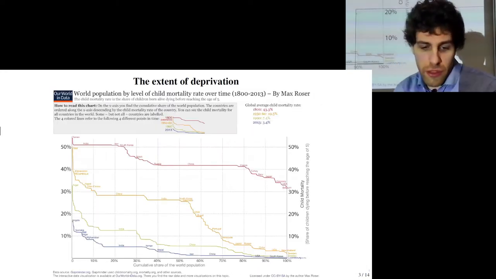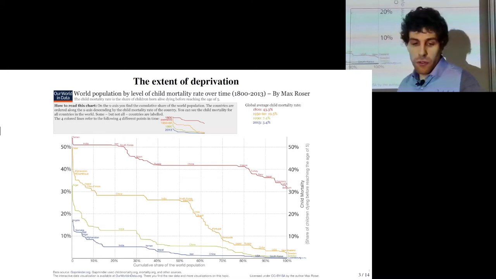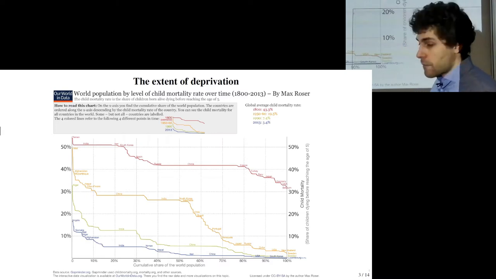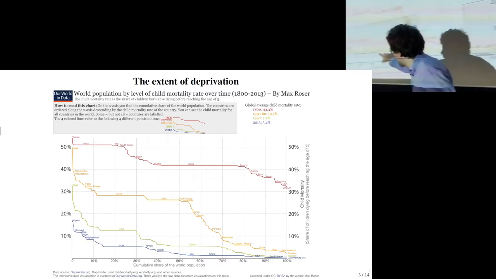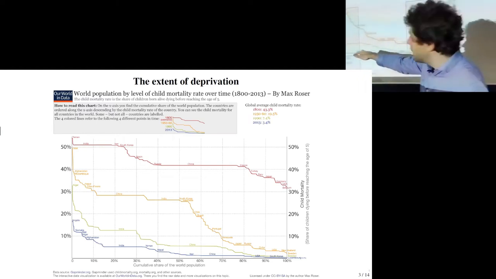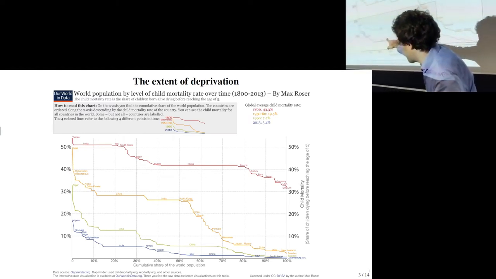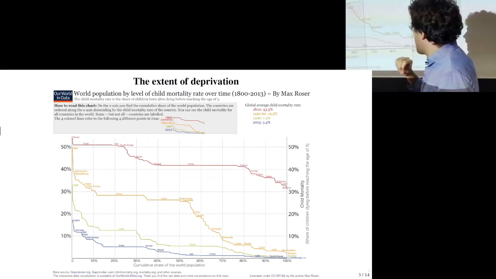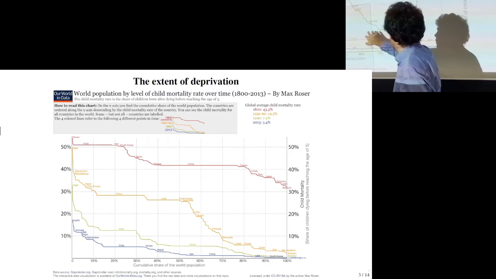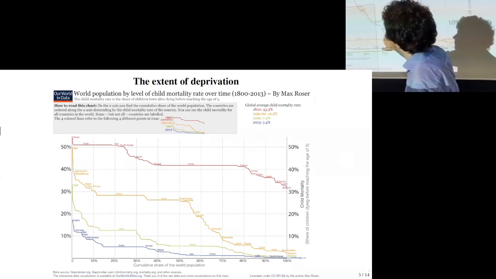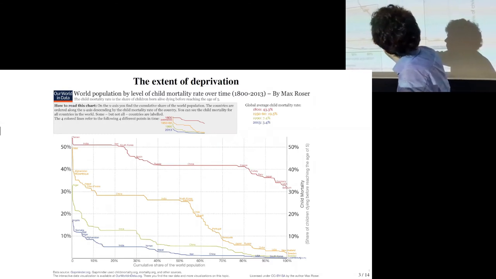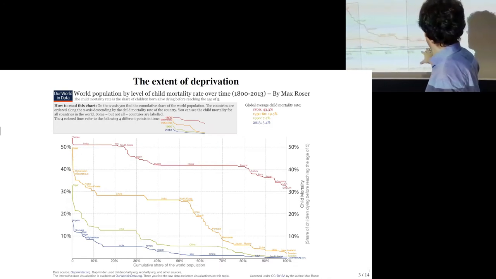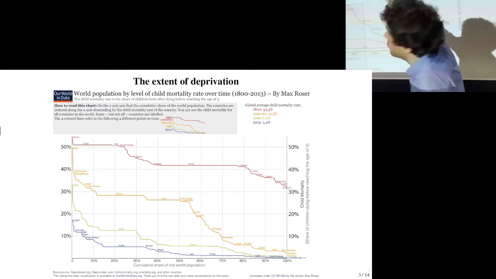This is the child mortality rate, so the percentage of children who die before reaching the age of 5. We see that in India, it's about 5%. In sub-Saharan countries, it's about 10%, which is higher than the most developed countries in the 50s.